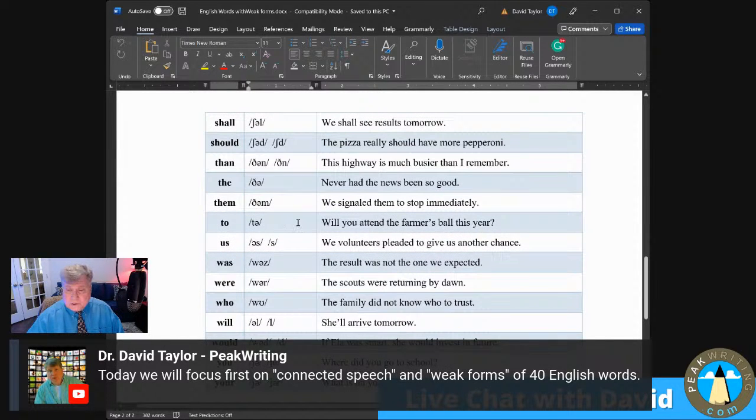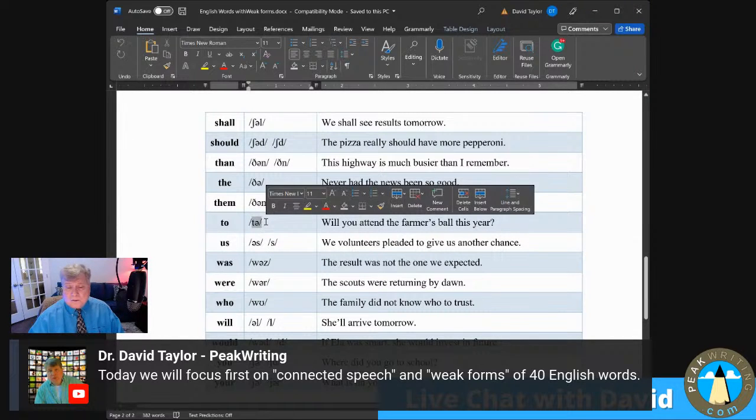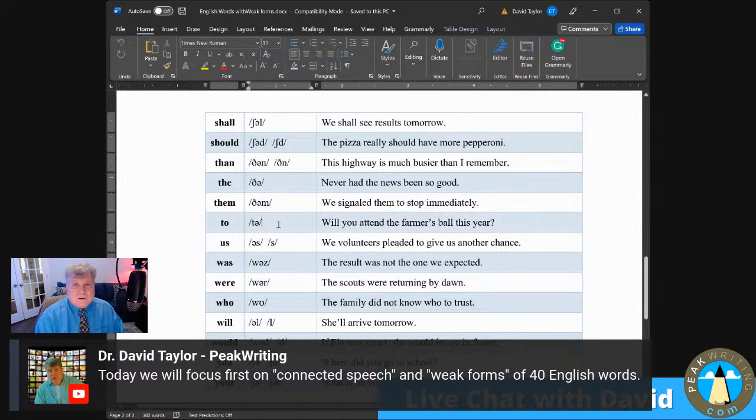Here is "to." I want to go over "to" because it is often linked to other words. In other words, learning the weak form of "to" is not enough. You must also become accustomed to hearing it in its linkage. So let's hear the linkage here.